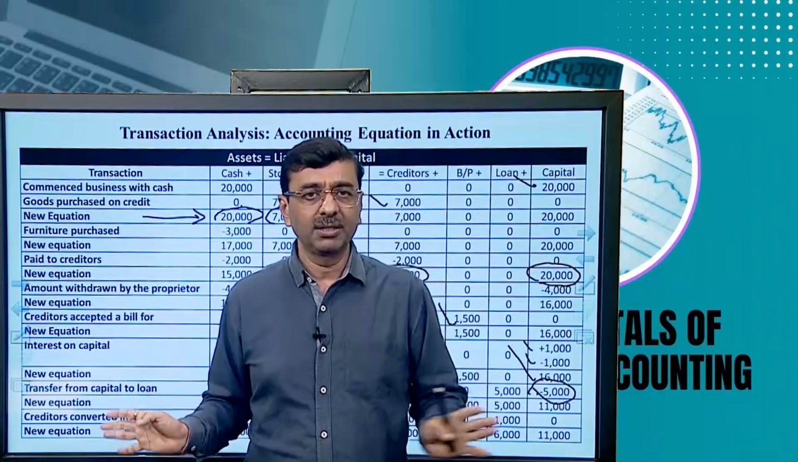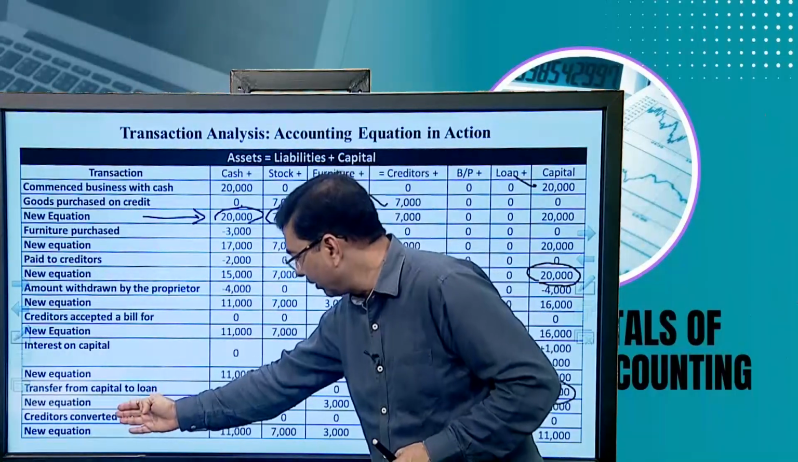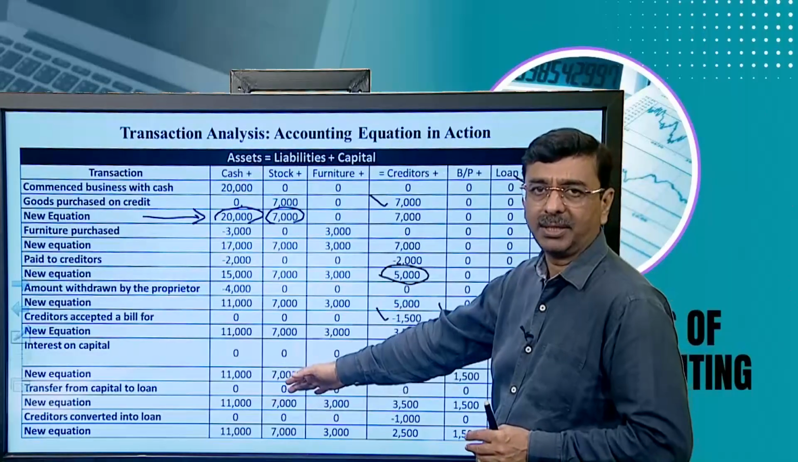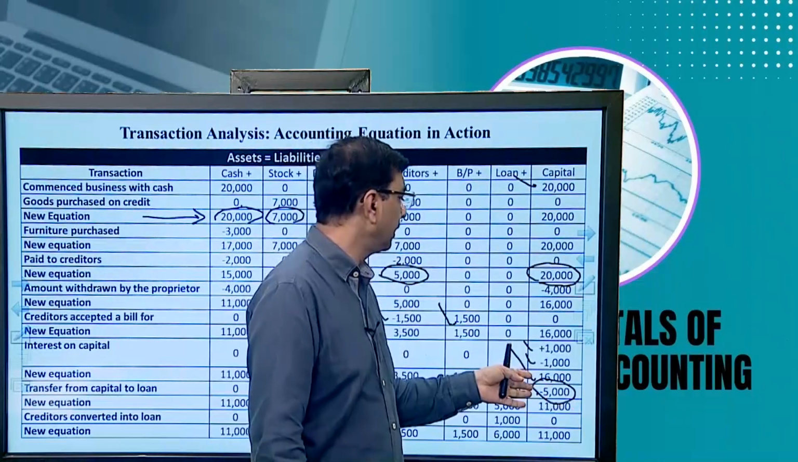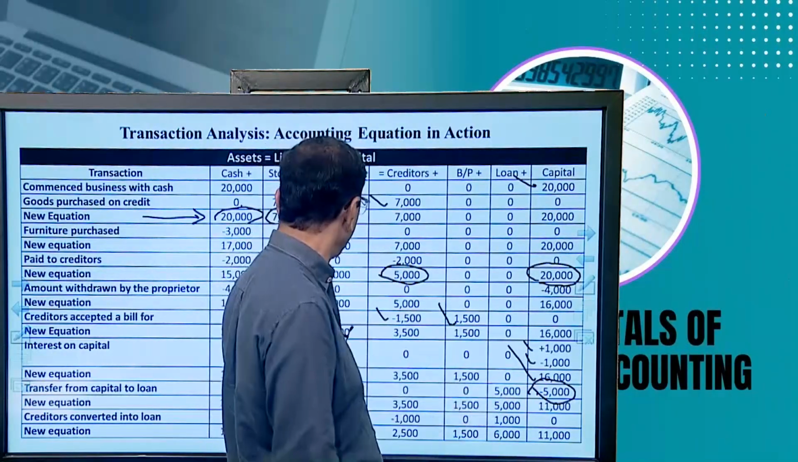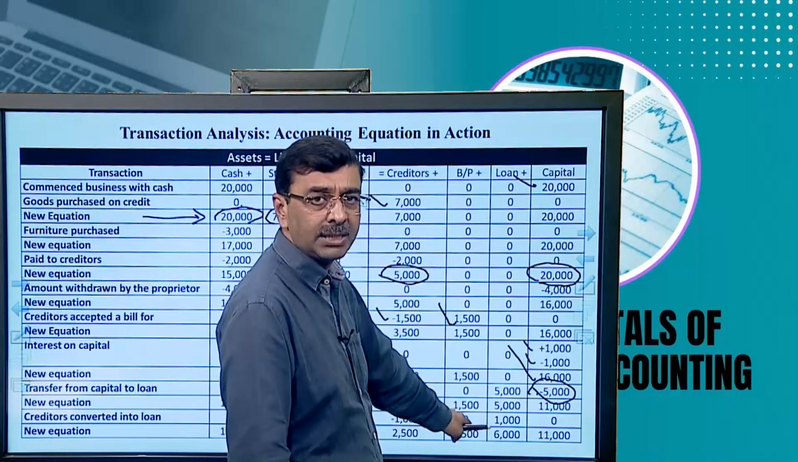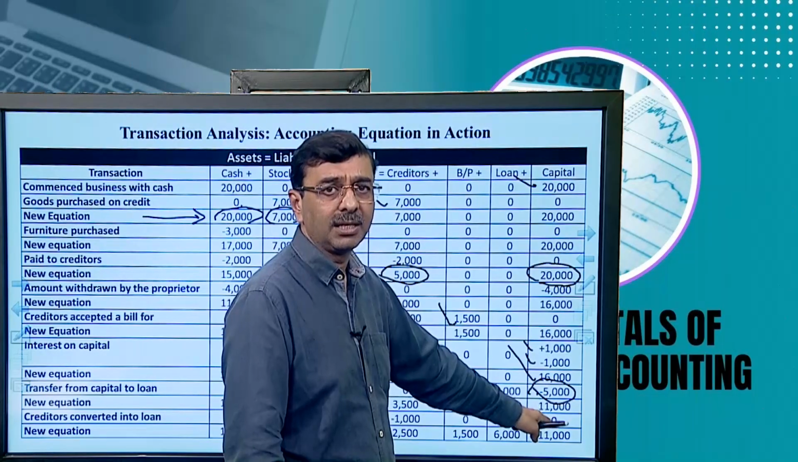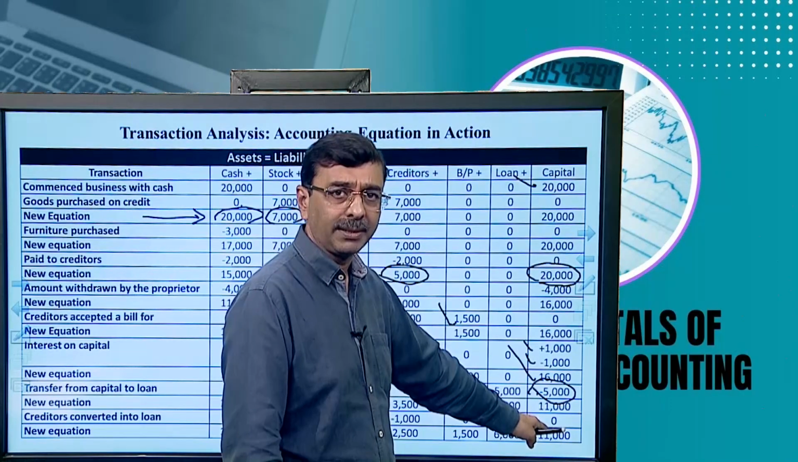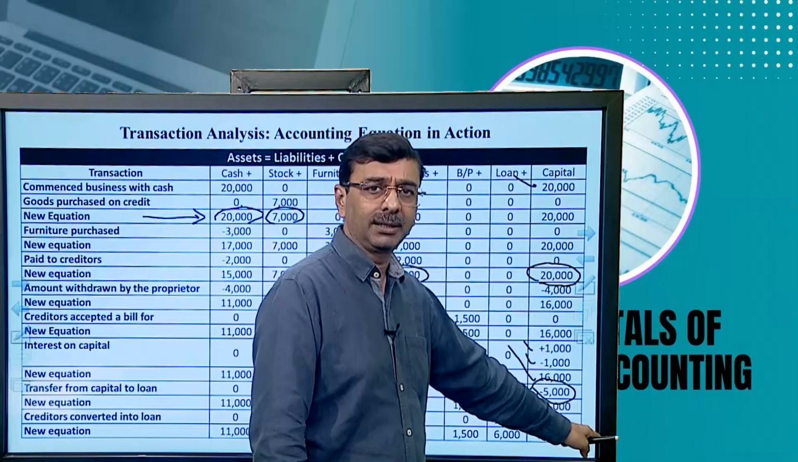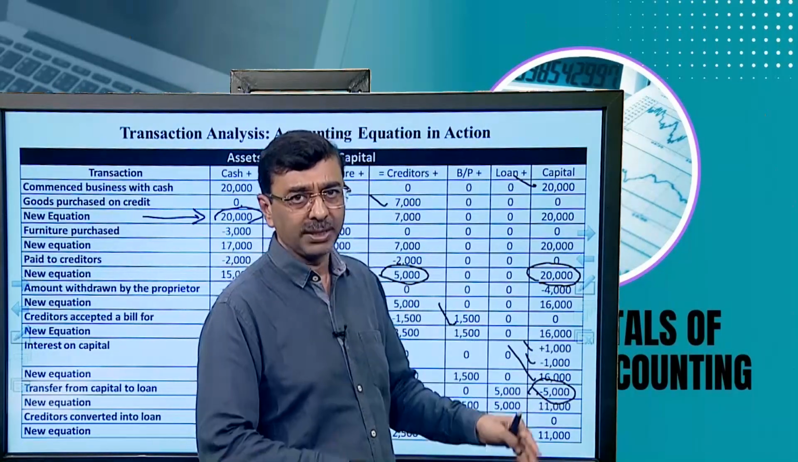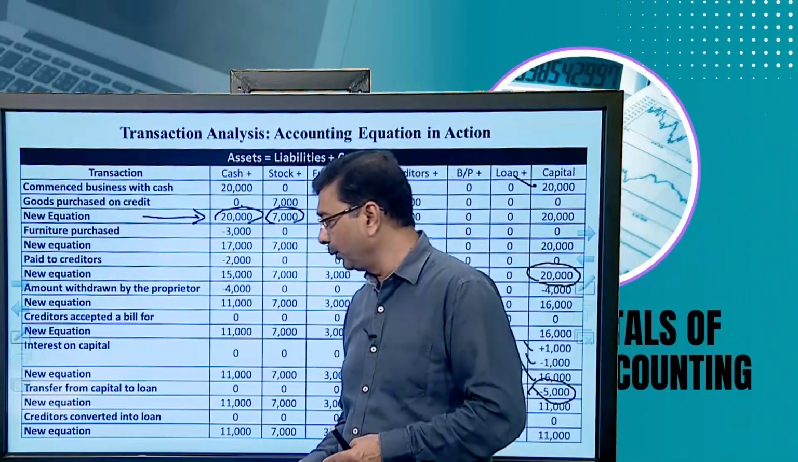So after this transaction, if you find out the equation, all assets remain the same, but there are changes in the capital as well as the liabilities. Creditors remain the same, bills payable remain the same, but there is a new item, a proprietor's loan, and the other thing is capital, that has also changed because the capital is reducing due to converting into a loan.